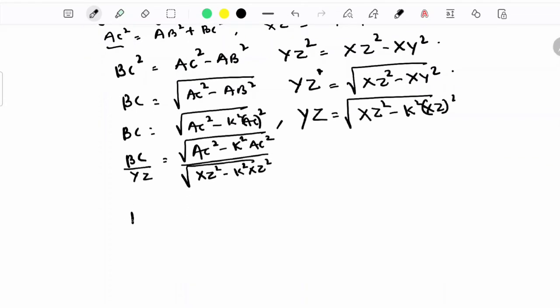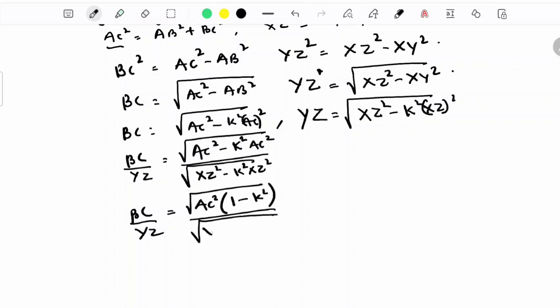So this becomes BC by YZ will be equal to, in these two I can take AC square common, so I am left with 1 minus k square divided by root of XZ square common, I am left with 1 minus k square. This 1 minus k square, 1 minus k square gets cancelled. So I'll be getting BC by YZ will be equal to, square root gets cancelled, it will be AC by XZ.